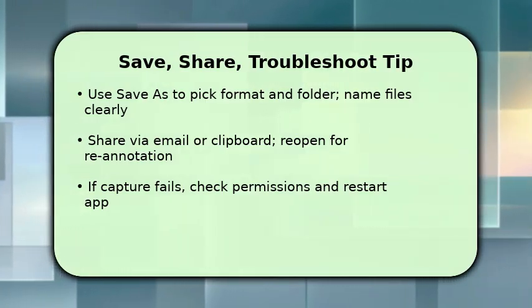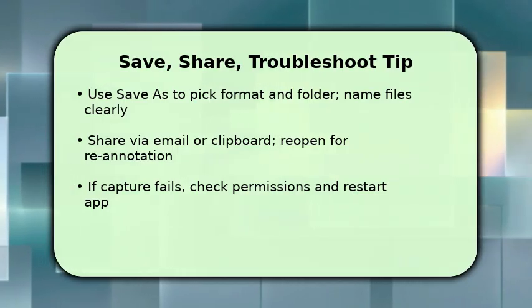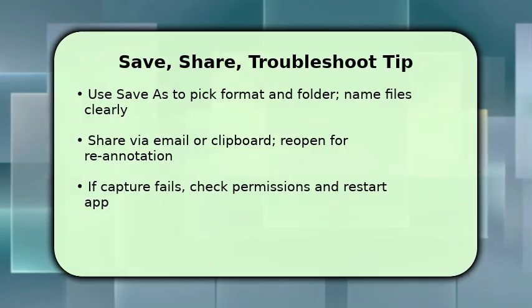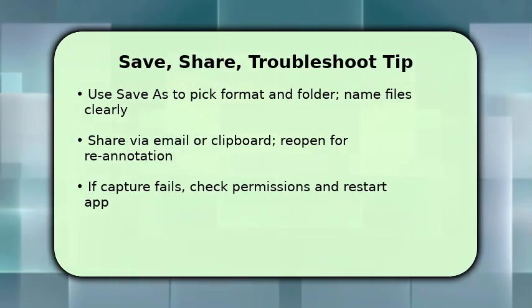If something goes wrong, captures not working, blank images, or the app crashes, make sure Snipping tool has permission to record the screen, close and reopen the app, and restart your PC if needed. These steps resolve most issues quickly.